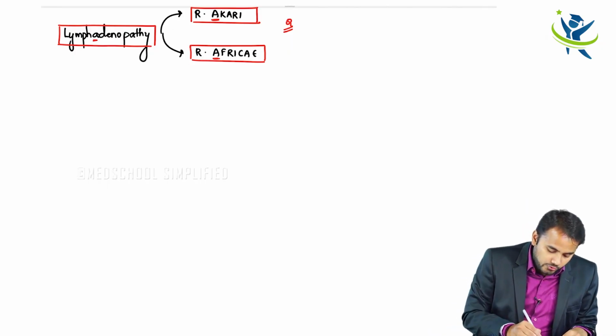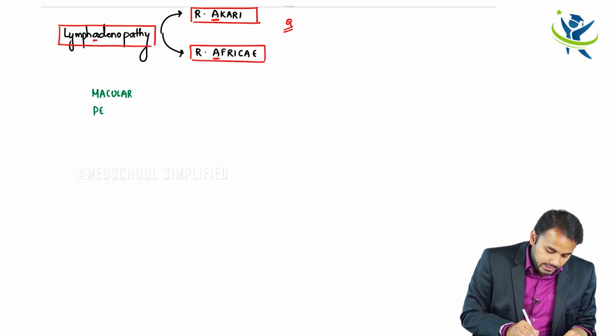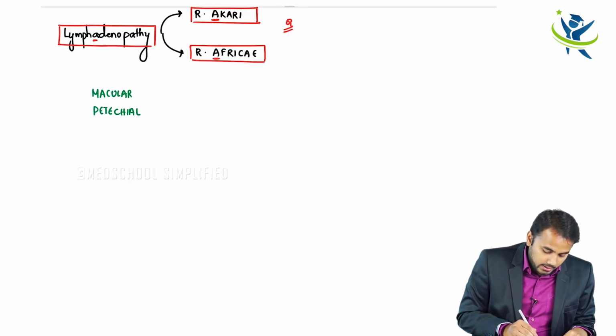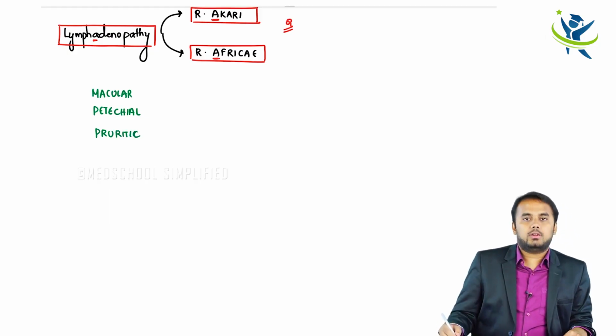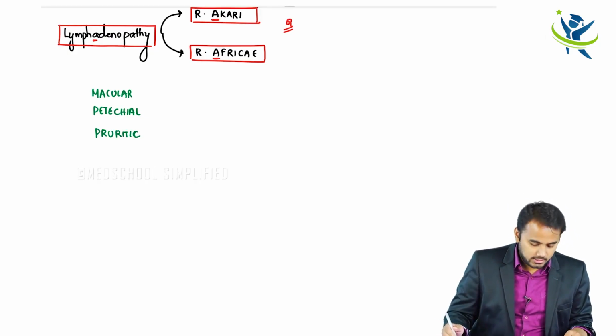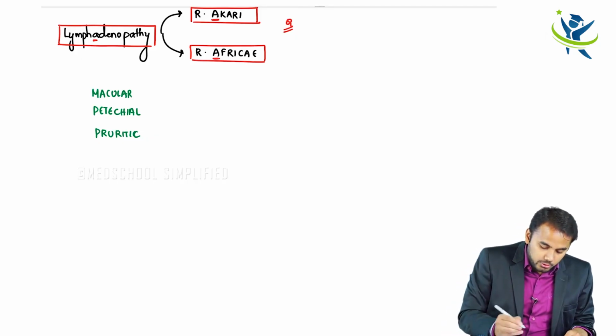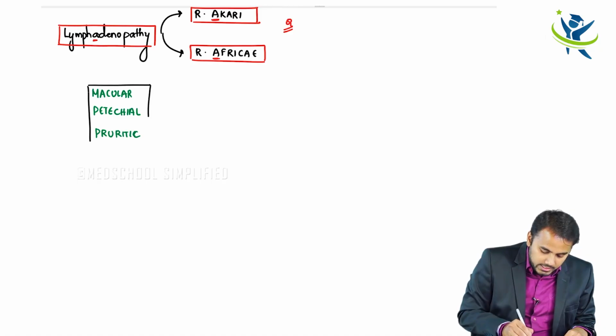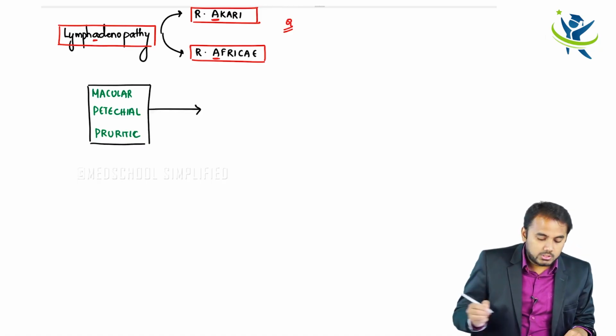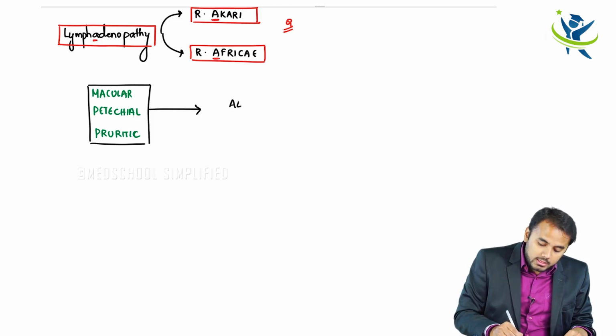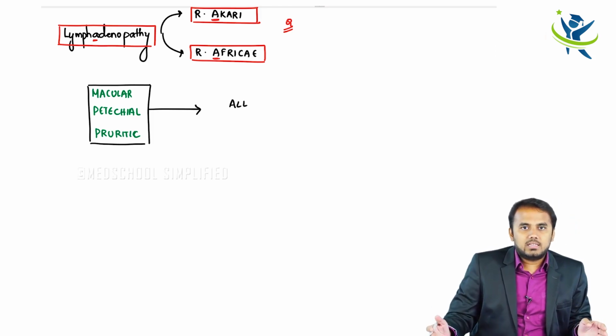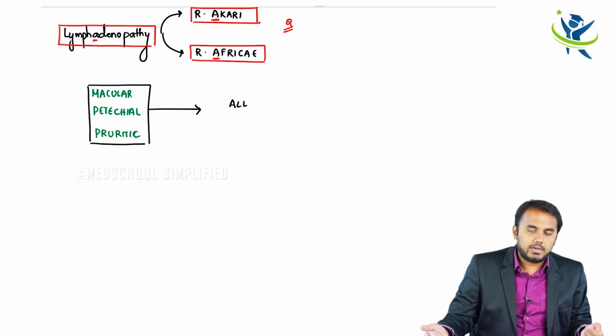You find macular rash, you find petechial rash, right? And you also find pruritic rash. What do you mean by pruritic? Pruritic is severe itching, right? Because of that severe itching, you find a rash there. So where do you encounter all of this, like macular, petechial and pruritic? All of them you see in all these rickettsial infections.